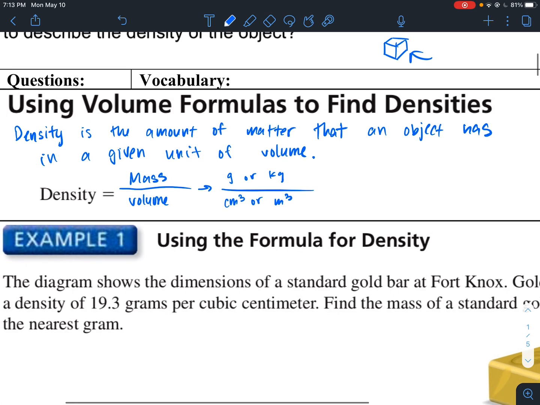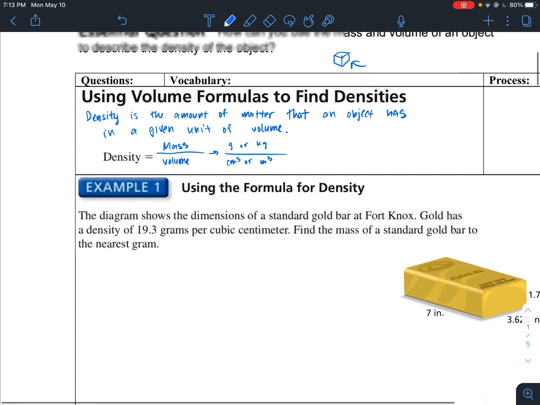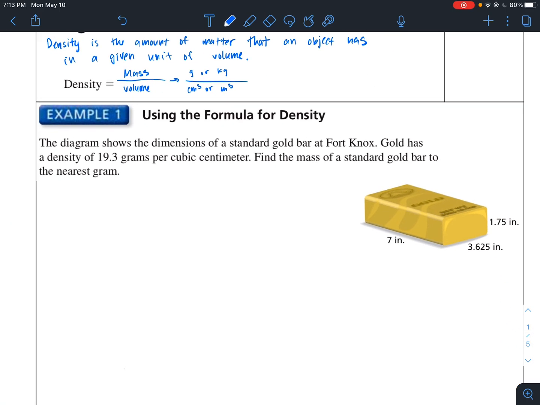So let's go ahead and dive right into it. Let's find the density of this gold bar right here. The diagram shows the dimensions of a standard gold bar at Fort Knox. Gold has a density of 19.3 grams per cubic centimeter. Find the mass of a standard gold bar to the nearest gram.